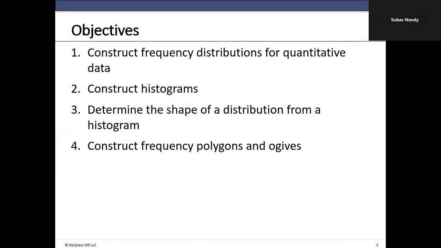Construct frequency distributions. Previously, we dealt with qualitative data. Now we are going to deal with quantitative data, numbers, but the same idea. Construct histograms, that is frequency on the vertical axis versus data on the horizontal axis. Now the data will be divided into groups or classes as you will see. Describe the shape of the distribution from a histogram. Construct frequency polygons and ogives.